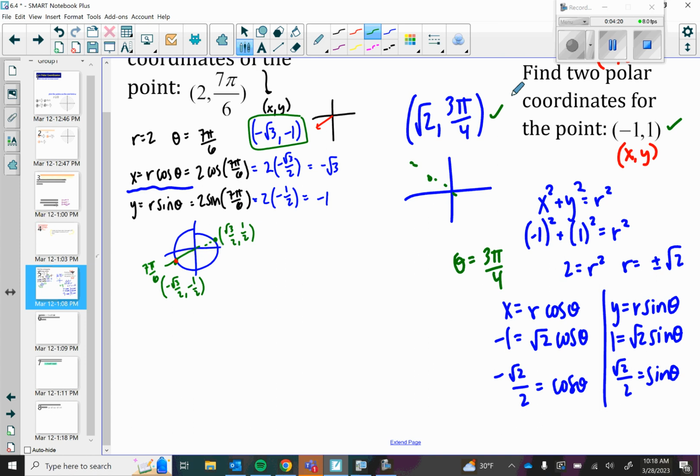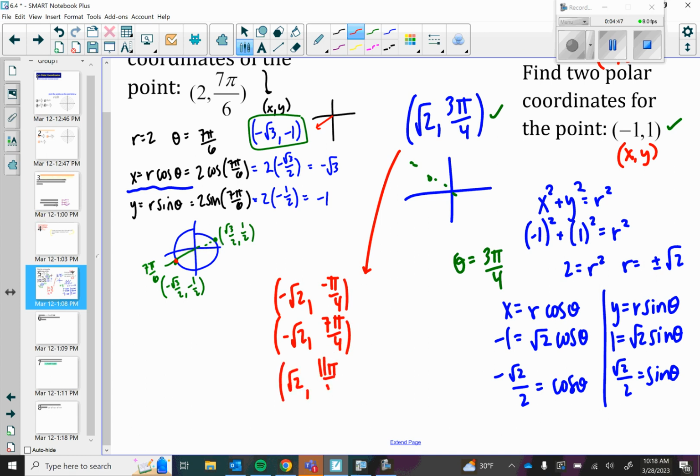Now to find the others, you're going to use the things that we did in class. So adding or subtracting a 2 pi, or making the radius negative and adding pi. So there's a lot of different options here. I'm just going to list a few. Negative square root of 2, negative pi over 4. Negative square root of 2, positive 7 pi over 4. Square root of 2, 11 pi over 4. Square root of 2, negative 5 pi over 4. There's really an infinite amount of answers.